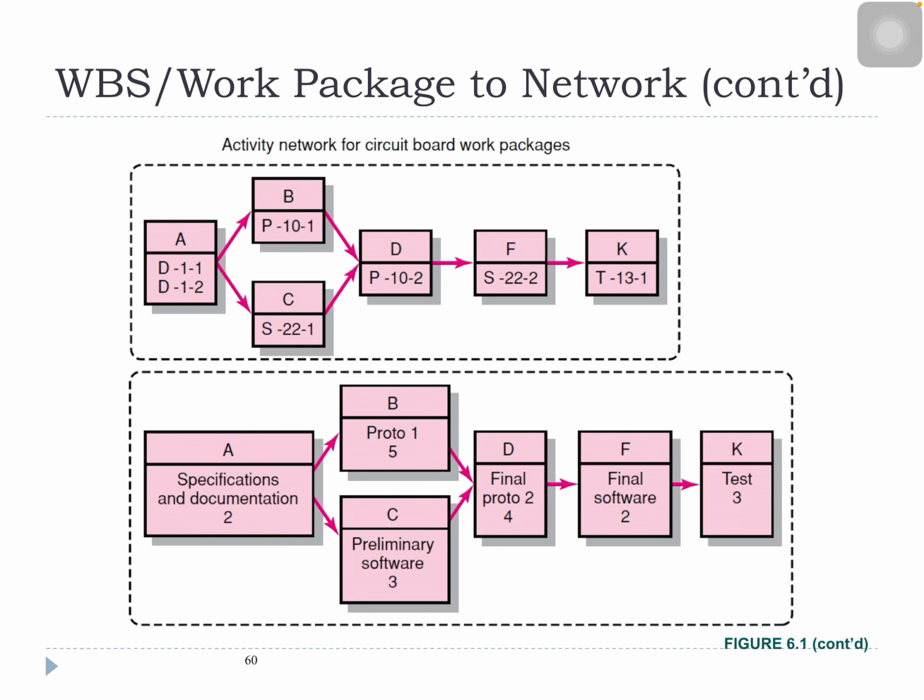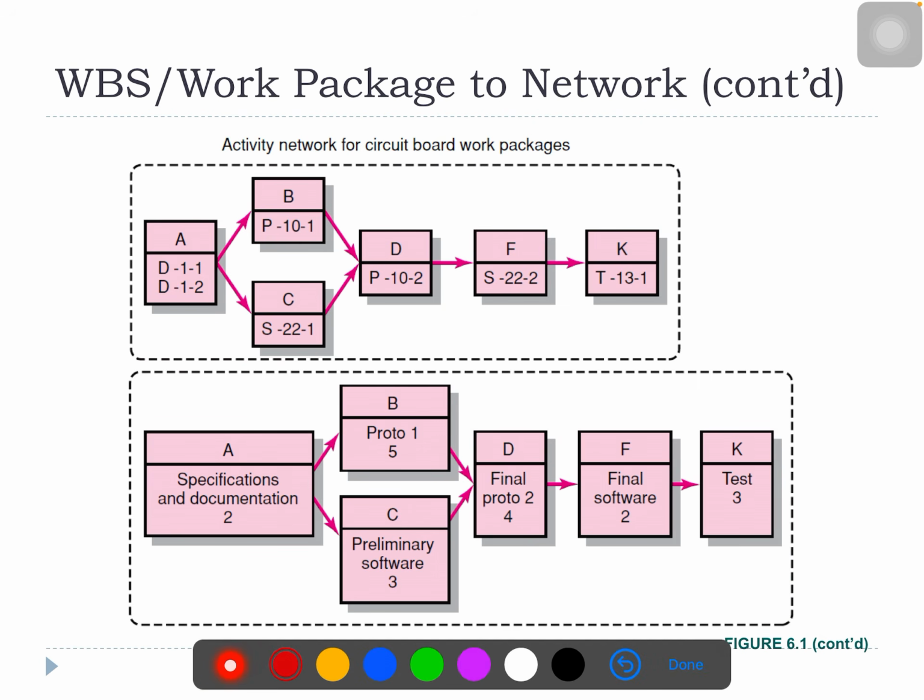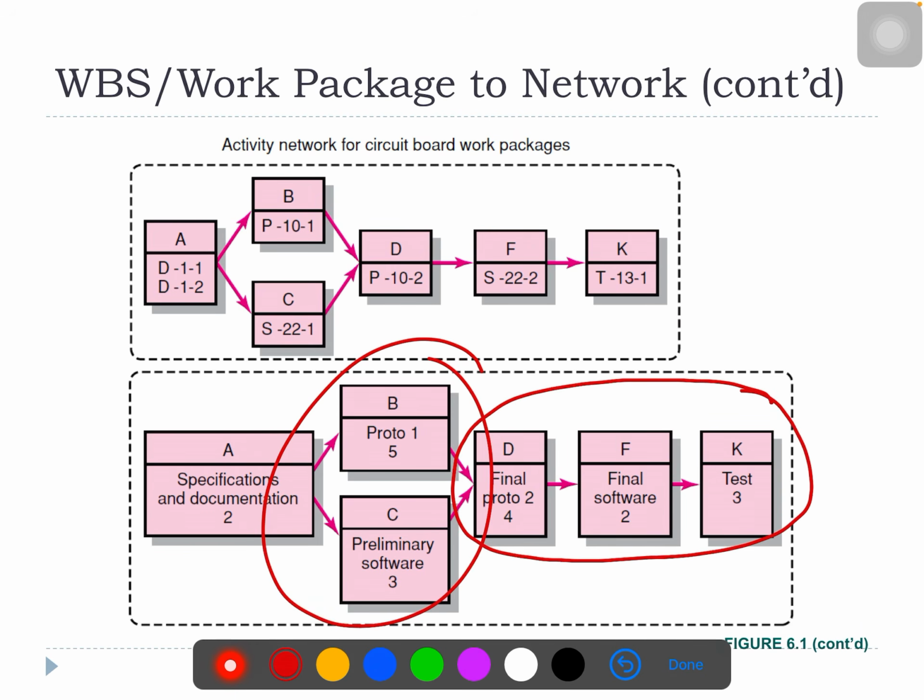Okay, so what does this tell you? This tells you that process A can start before B and C, right? The moment B and C complete, then we can start D, then F, then K. B and C are two processes that work in parallel, okay? And these work in series, and these in parallel.